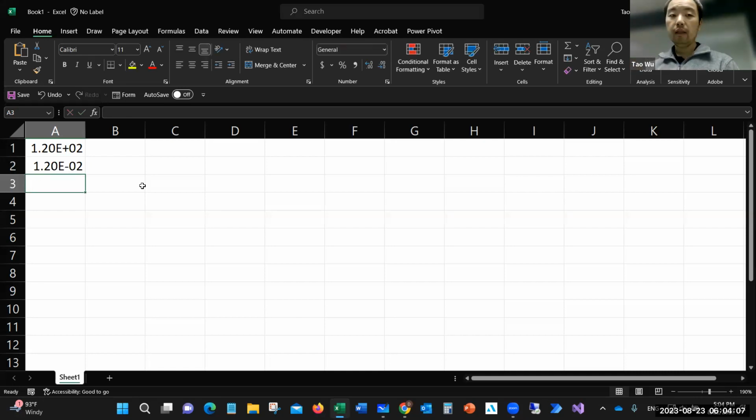Then this value should be just 0.012. Are you clear? So the E is usually used in the engineering parts. In math, I don't believe people use this sign, but engineering uses this sign.